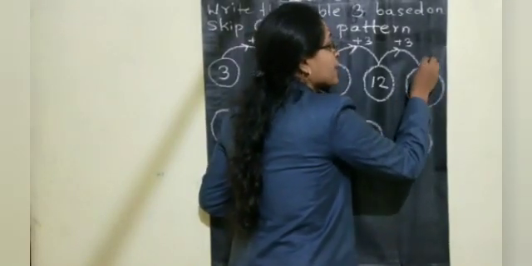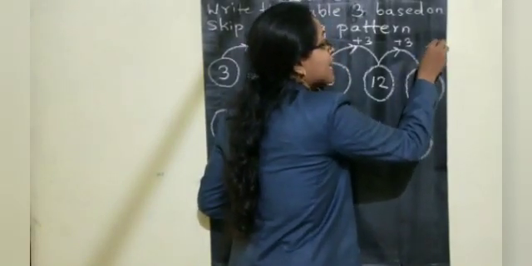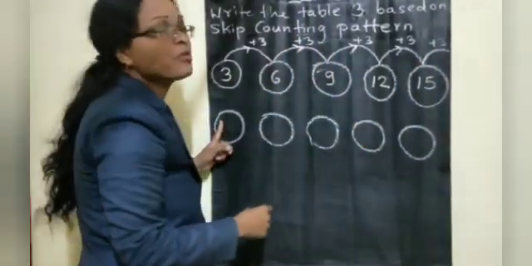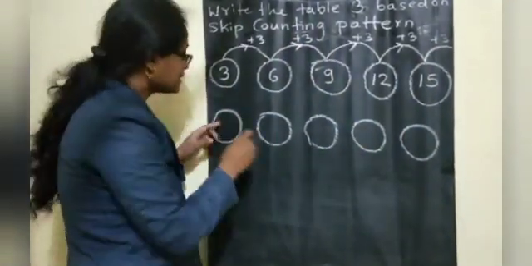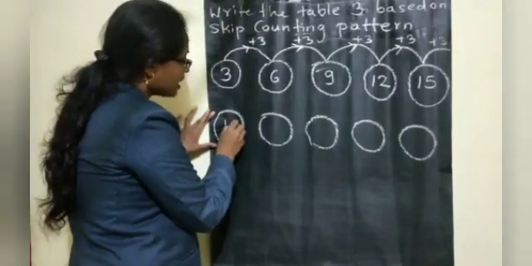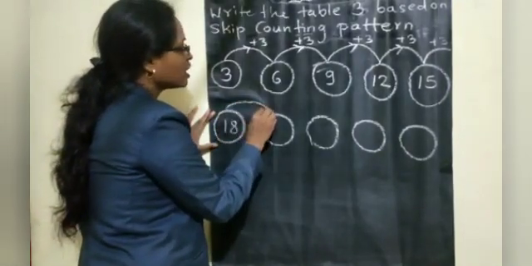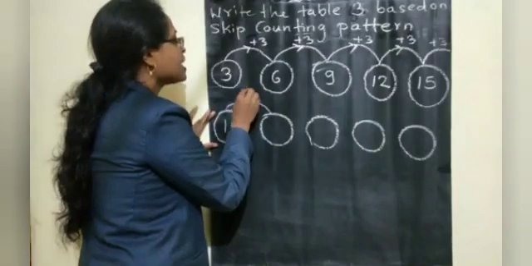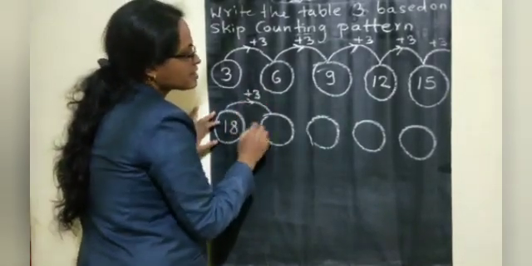Now from 15 again you are moving to the next circle by adding 3. So 15 plus 3 how much? 15 plus 3 is 18. So you are writing here 18. Now from 18 again you have to move to the next circle by adding plus 3. So 18 plus 3 how much?